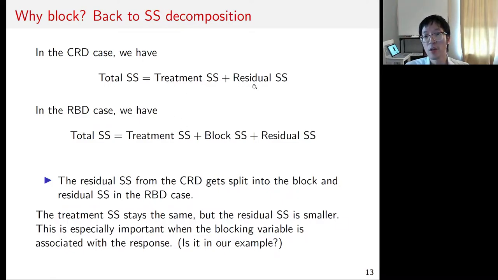Essentially, the residual sum of squares goes down, or has the potential to go down, when we introduce blocking, because the block sum of squares pulls away from the residual sum of squares. So this block sum of squares will make the final residual sum of squares smaller. Specifically, when the blocking variable is strongly associated with our response, that can really help reduce the residual in the model.